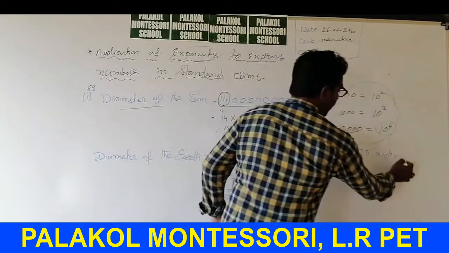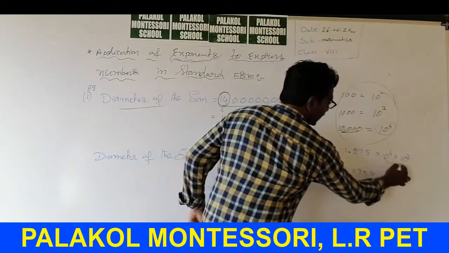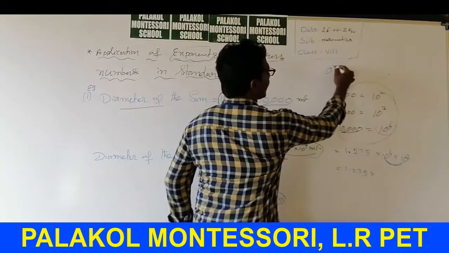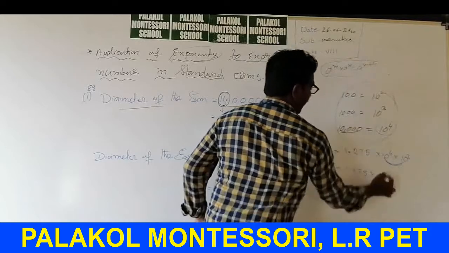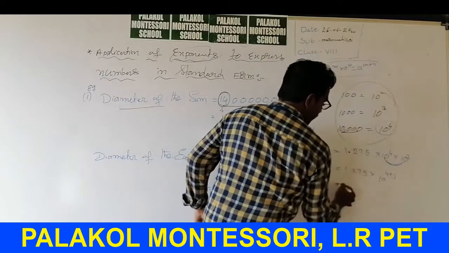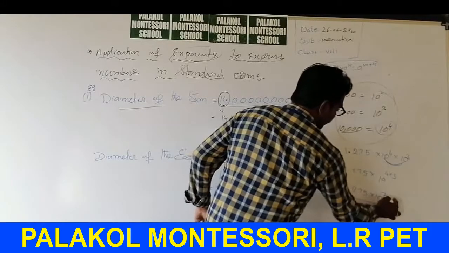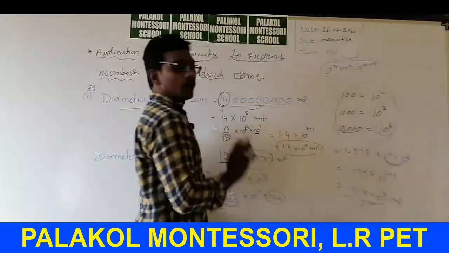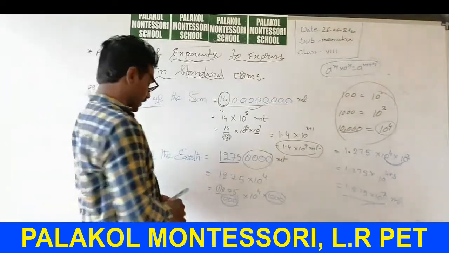1000 means 10 cube. So 1.275 into, yes, you apply the a power of m into a power of n formula, a power of m plus n. So 10 power of 4 plus 3. So 1.275 into 10 power of 7 meters. It is a standard form.